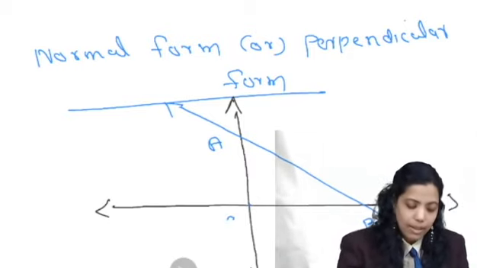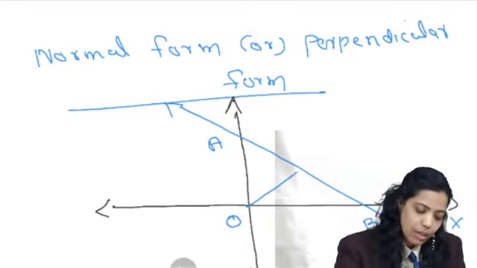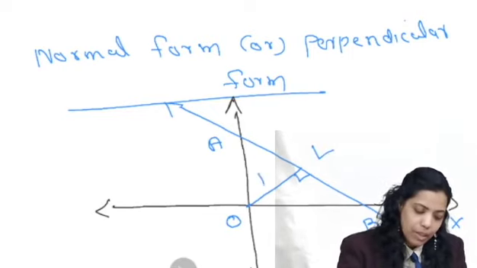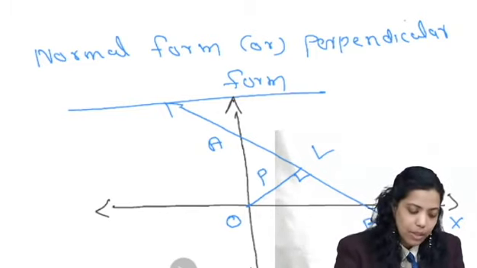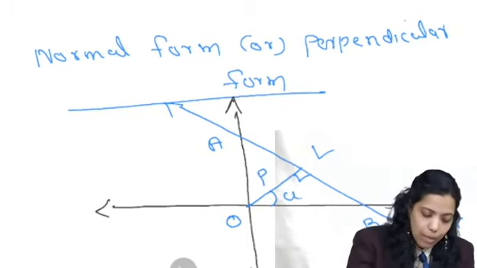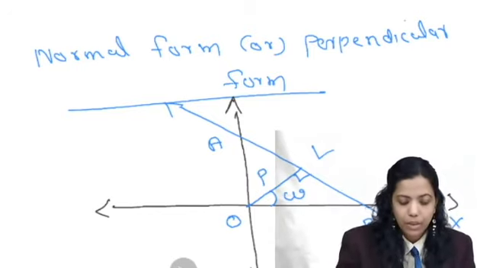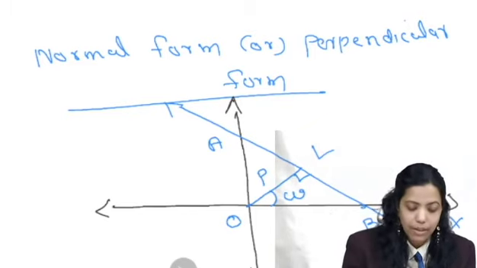AB, and here we are drawing one perpendicular from the origin. We can draw the perpendicular to the given line. Let it be L. OL is the perpendicular drawn, and the length of that perpendicular will be given. Along with that, the angle formed by that perpendicular with the x-axis also will be given. So in this case, how do we frame the equation of the line?